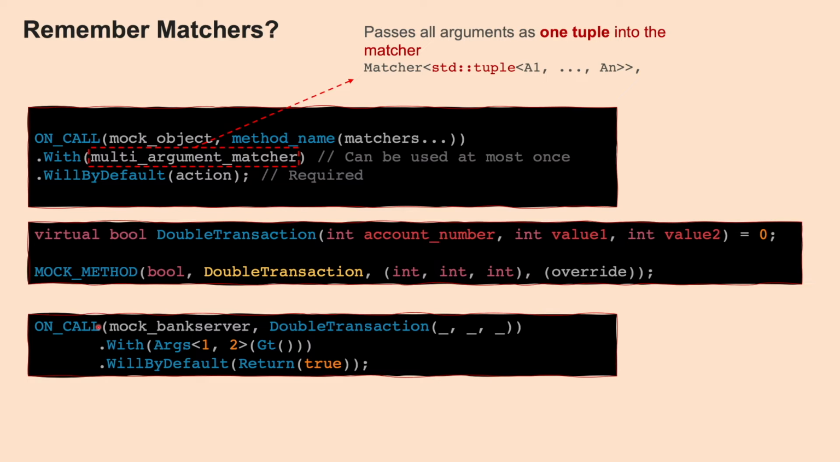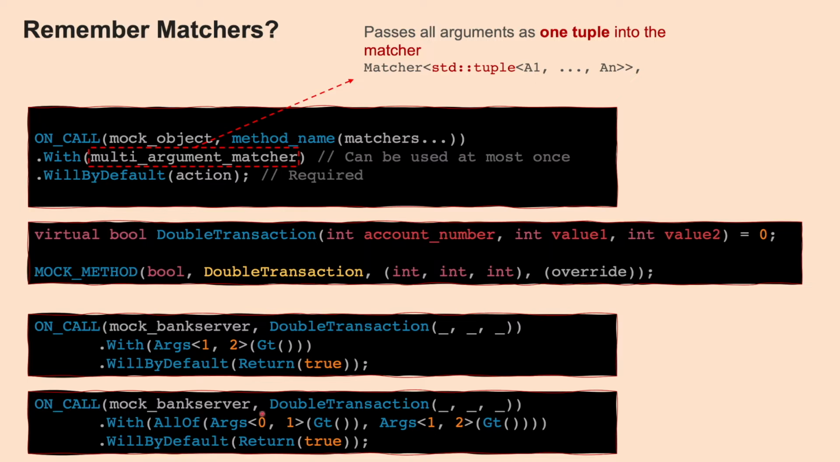Now using onCall, you can say if doubleTransaction is called with any parameters, notice that it takes 3 parameters, so I'm saying with any parameters that it was called, using .with, I'm specifying take parameter 1 and 2, so parameter 0 is this, parameter 1 is this, and parameter 2 is this. I'm saying if parameter 1 was greater than parameter 2, only in that case return true.